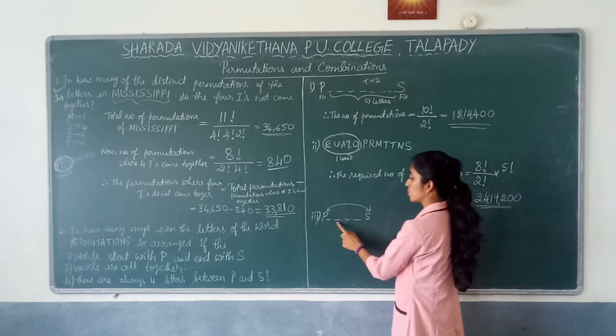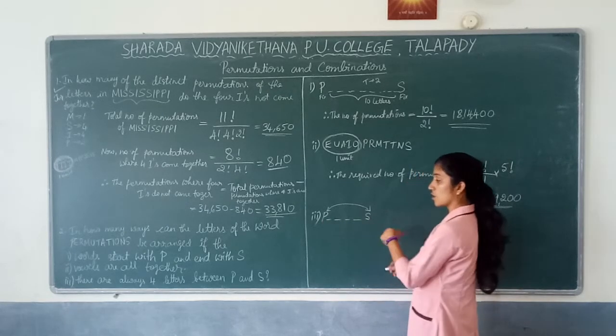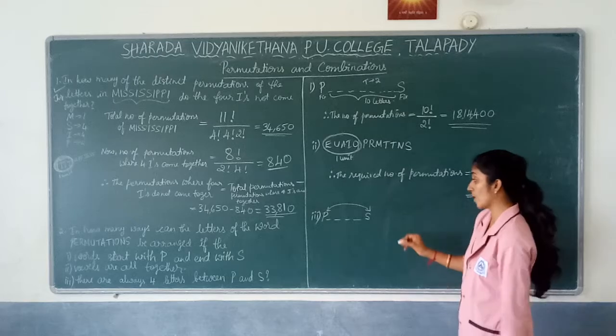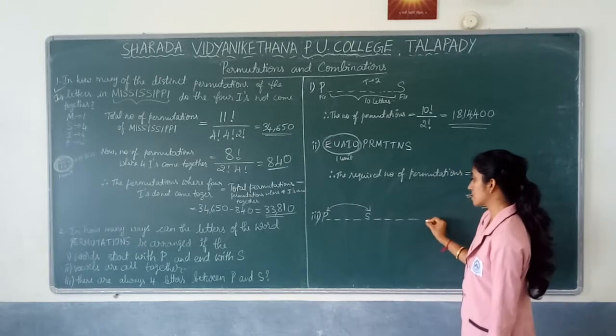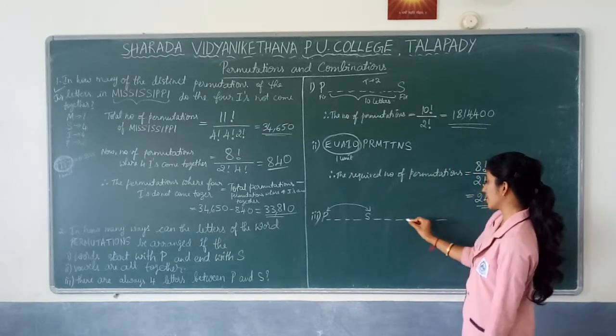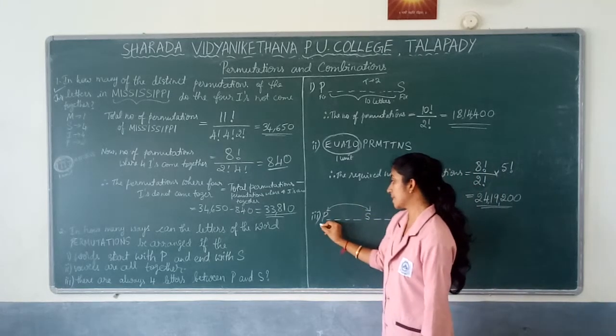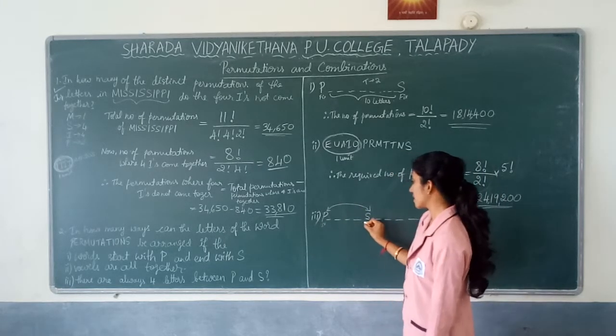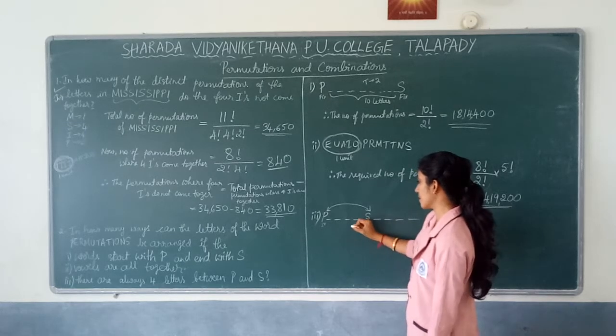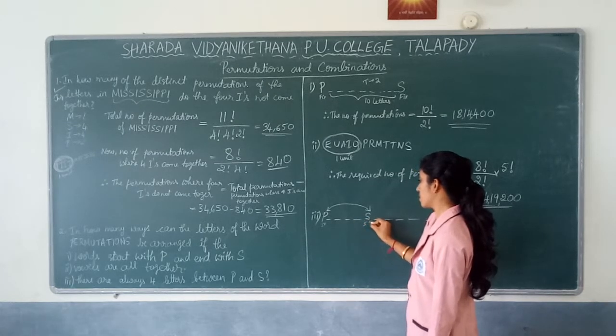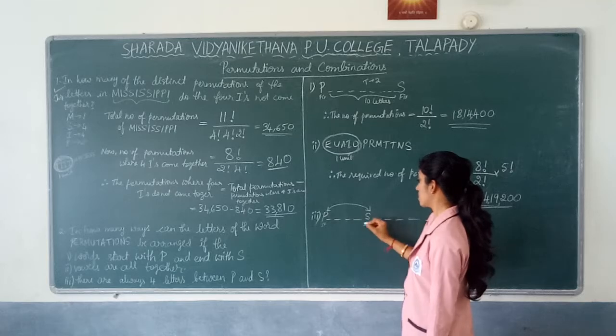And see here 1, 2, 3, 4, 5, 6 is done. In total, how many letters were there? 12 were there. So here 6 places are again left out, right? 6. Now see, this is one of the possibilities. Here P is there in the first position. It is there in the 5th position, right? Oh, sorry, 6th position. Okay.